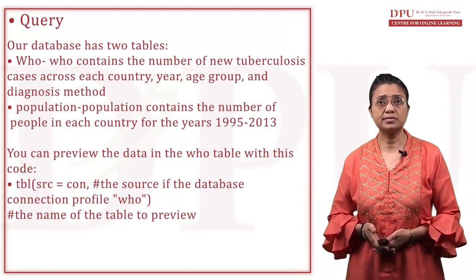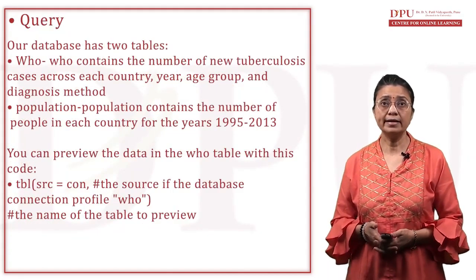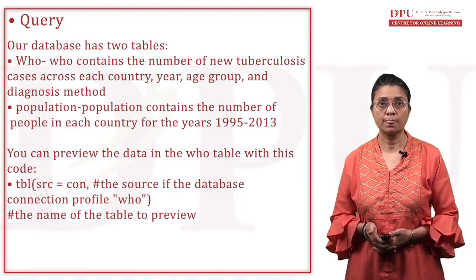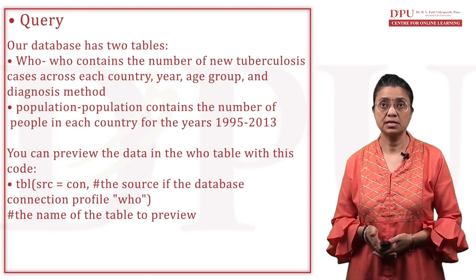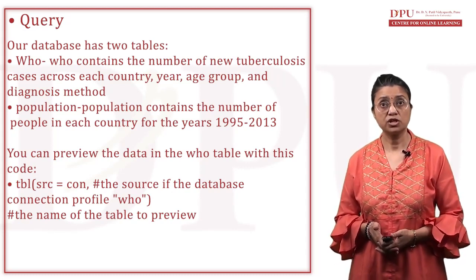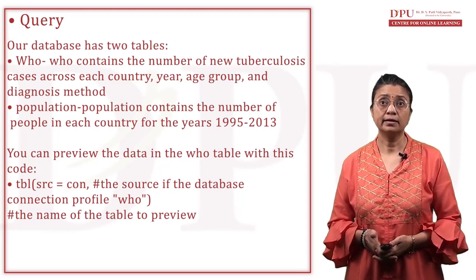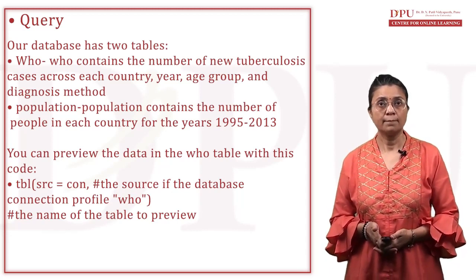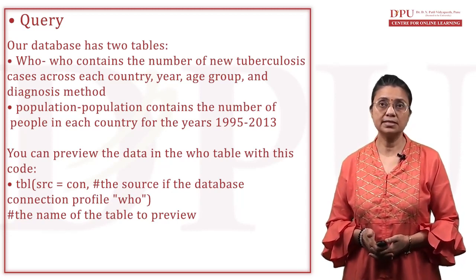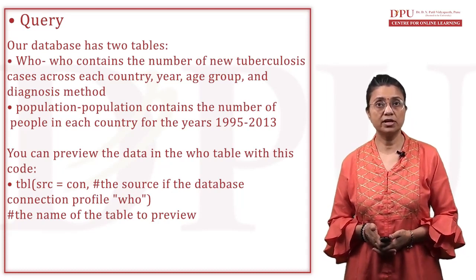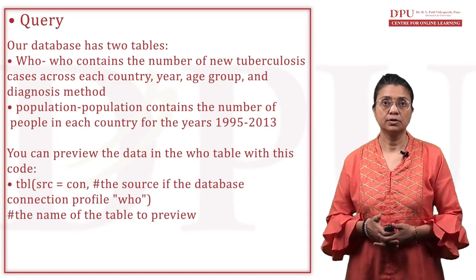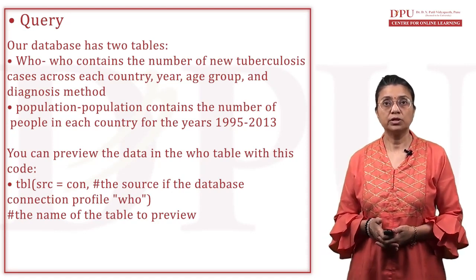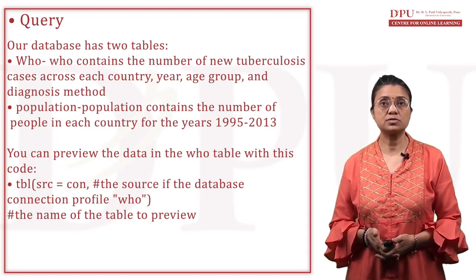Now let's understand query. Our database has two tables. Who contains the number of new tuberculosis cases across each country, age group, year, and diagnosis method. Population contains the number of people in each country for the years 1995 to 2013. So you can preview the data in the who table with this code.